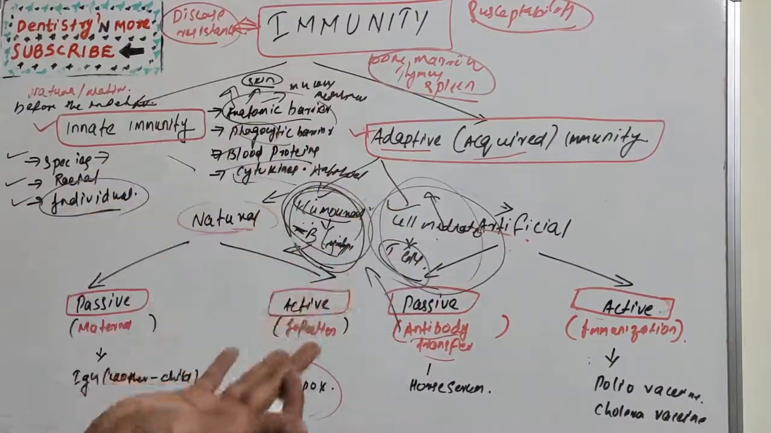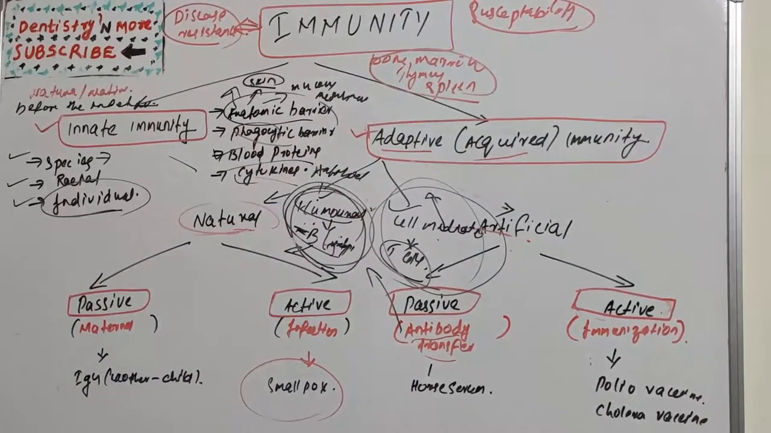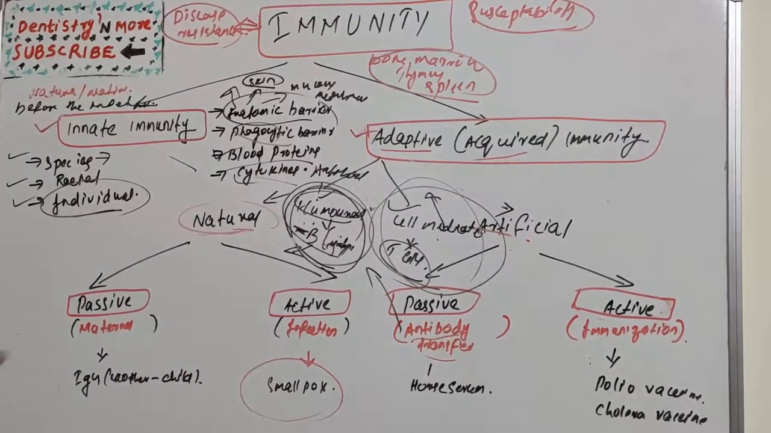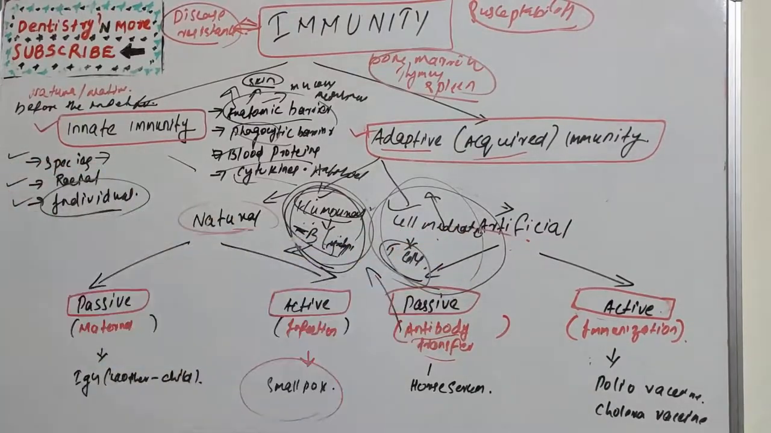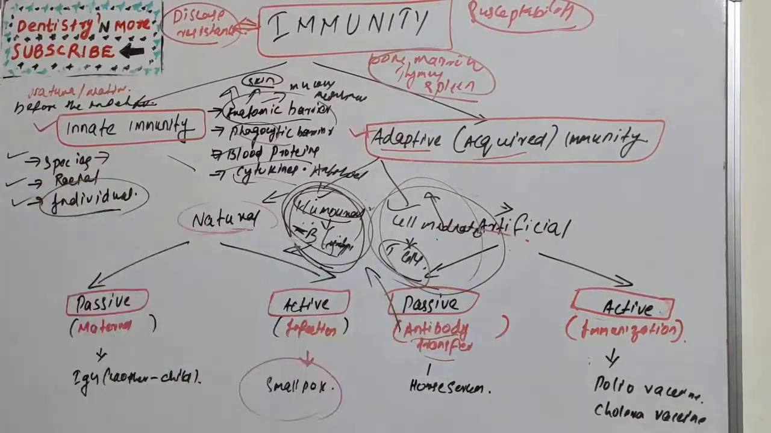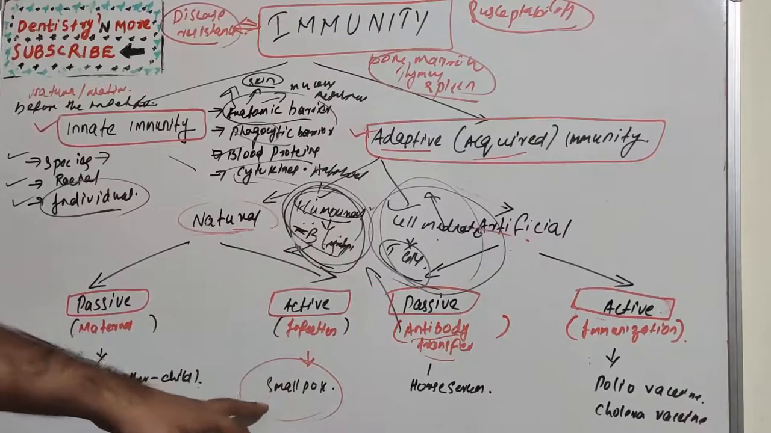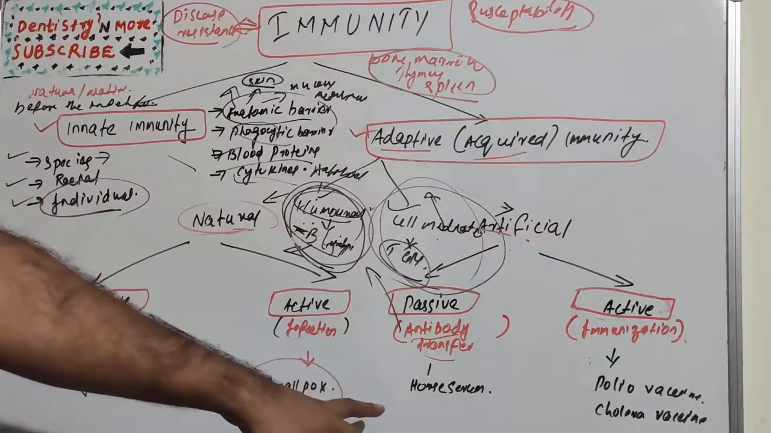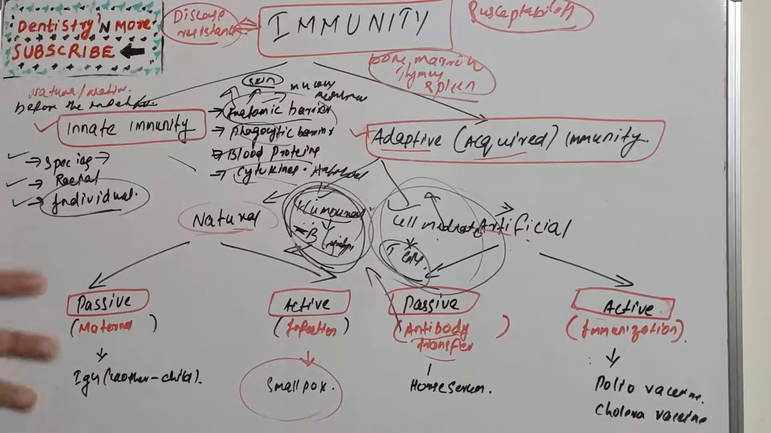It is another type of classification, adaptive or acquired. So we have the first classification, which was natural and artificial: natural passive, natural active, artificial passive and artificial active. This is mother to child. This is infection by smallpox. This is antibody transfer from a different animal or different person who is immunized. We are extracting the antibodies from the immunized person to a non-immunized one.